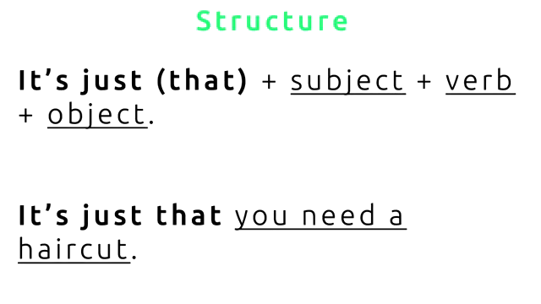Now, have a look at the structure of this pattern. It's very simple. We use the pattern "it's just that" plus a subject, a verb, and an object. So basically a grammatical sentence. For example, "it's just that you need a haircut." So that's the basic structure.